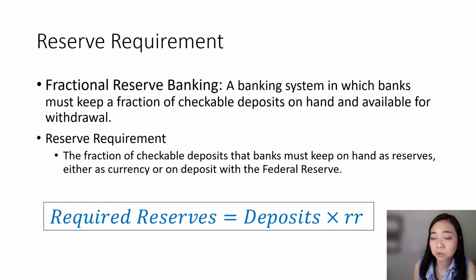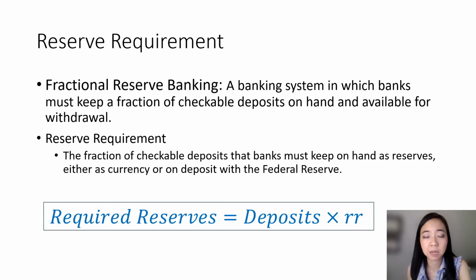When we have a fractional reserve banking system, that means for each deposit a bank takes, it is required for the bank to keep part of the money available on hand and available for withdrawal.